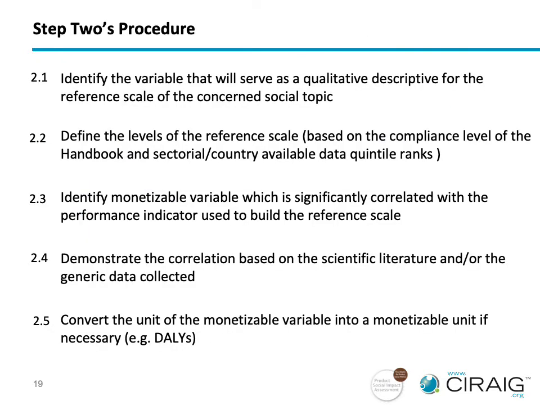Second step of our approach is detailed here. The first substep of this second step is to identify the variable that will serve as a qualitative descriptive for the reference scale of the concerned social topic. Pick one among the performance indicators that were identified, or define the proxy if no performance indicators can be documented, as stated in the handbook.